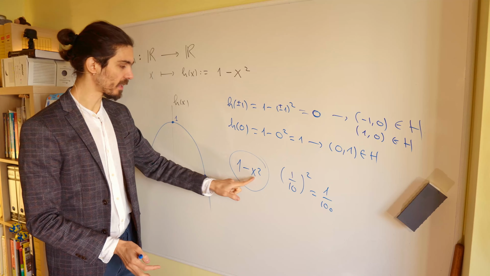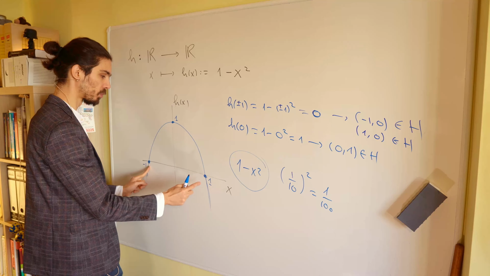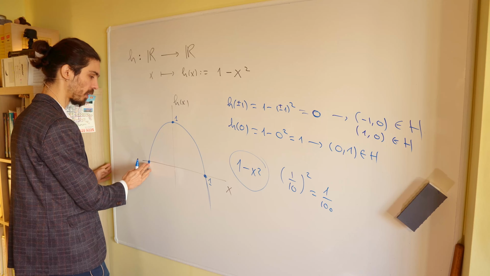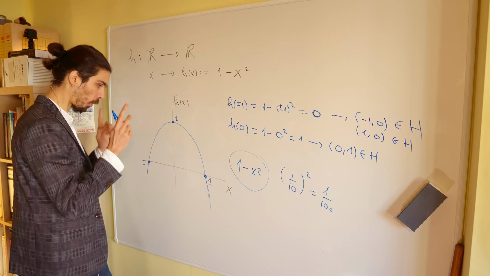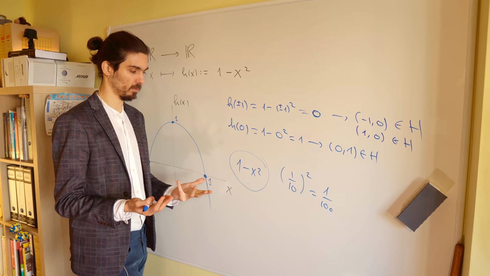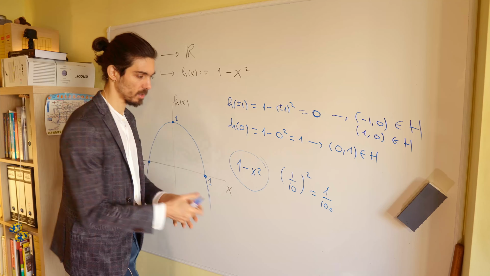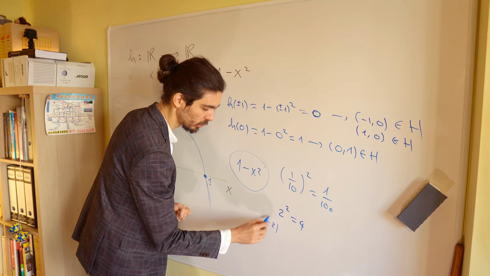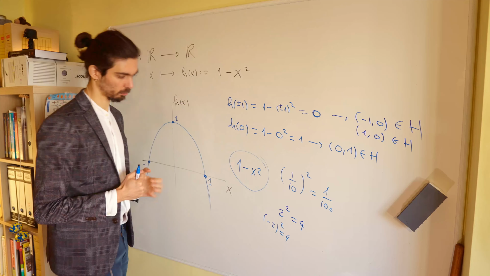Now, what happens when x, instead of being between minus 1 and 1, is outside? So it's from minus infinity up to minus 1, or it's from 1 up to plus infinity. What happens? In those circumstances, you see, x squared now is above 1. Because, for example, imagine that x is equal to 2. Then you get 2 squared, which is equal to 4, larger than 1. Can you see? Or minus 2 squared is again 4.